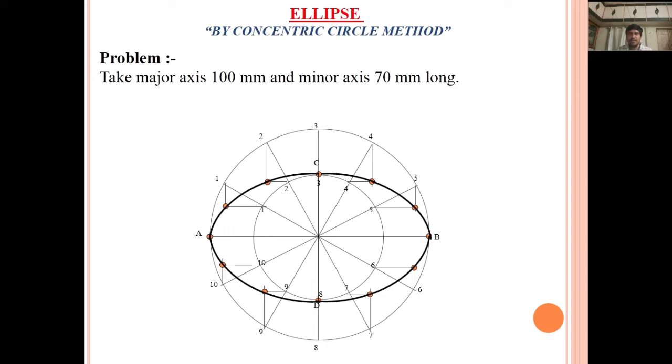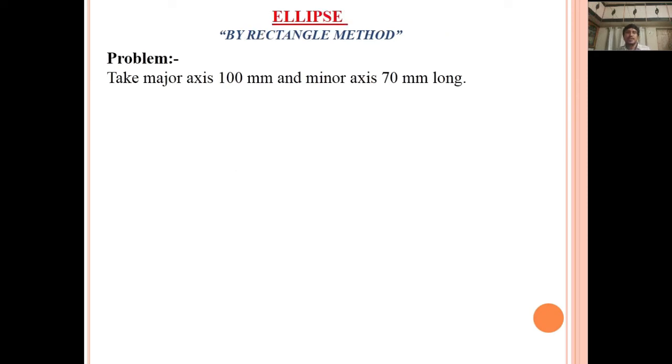Now next is the ellipse by the rectangle method. Ellipse drawn by the rectangle method. The problem statement is considered the same as in the previous method. Major axis is 100 mm and minor axis is 70 mm. Now we can understand this method. Firstly, draw the major axis and minor axis.